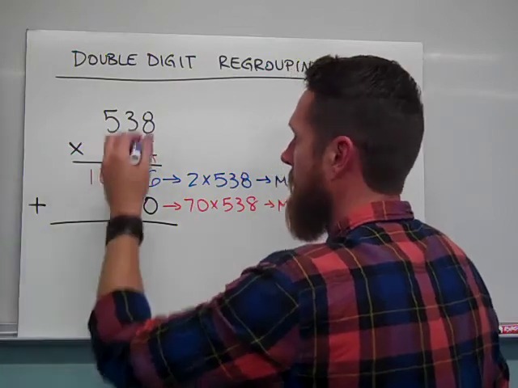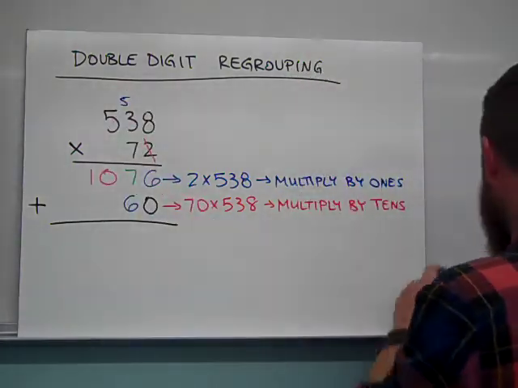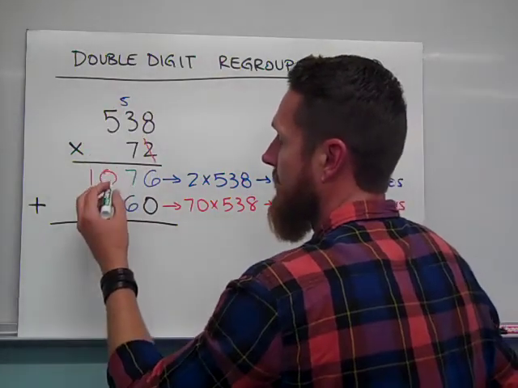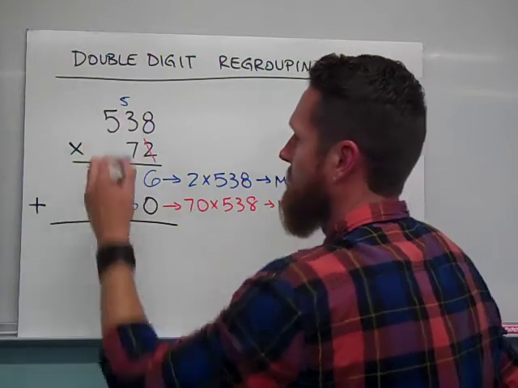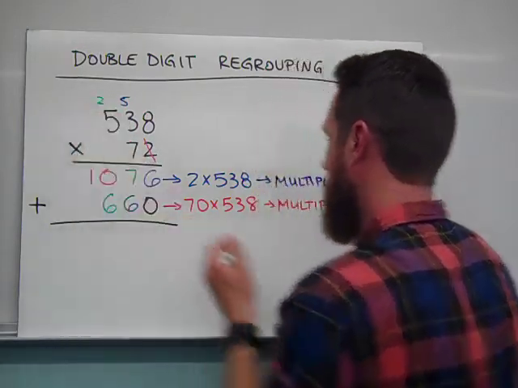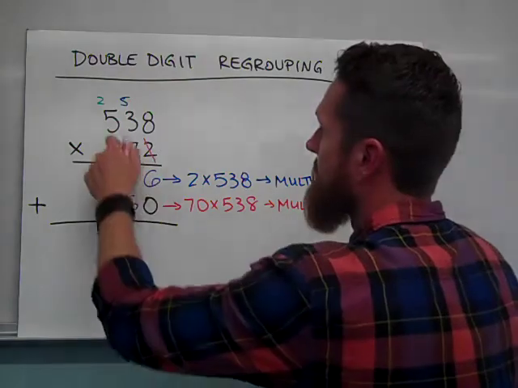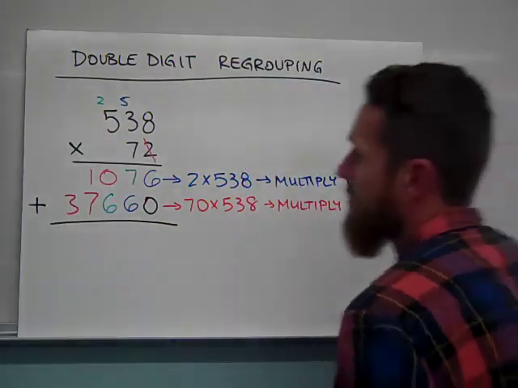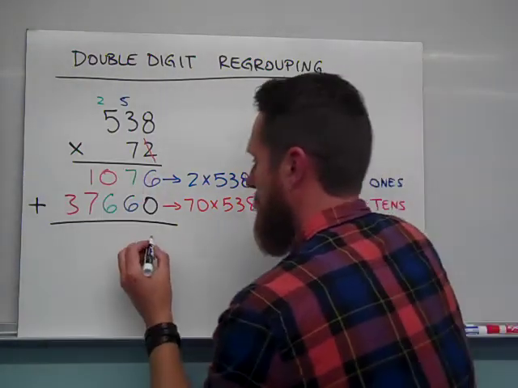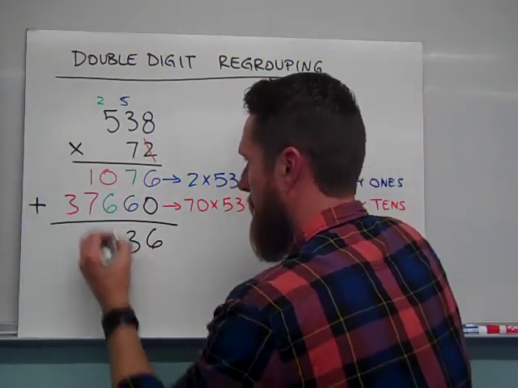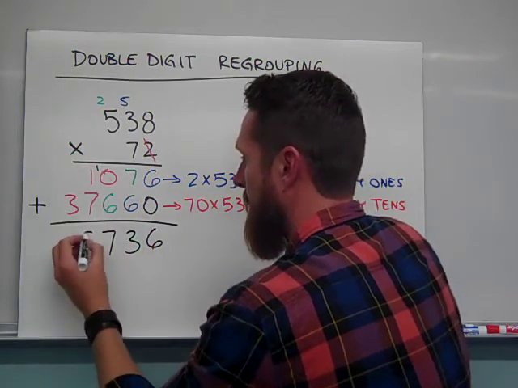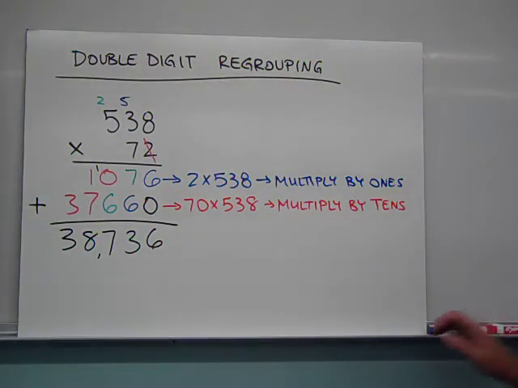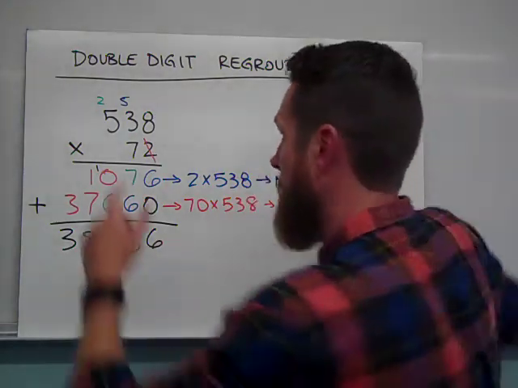Or as we did before, 56. 7 times 3 is 21 plus, I'm sorry, 21 plus 5, 26. And then 7 times 5 is 35 plus 2, 37. And then we add up these partial products. 6, 13, 7, 8, 3. We get 38,736. And that is our answer.